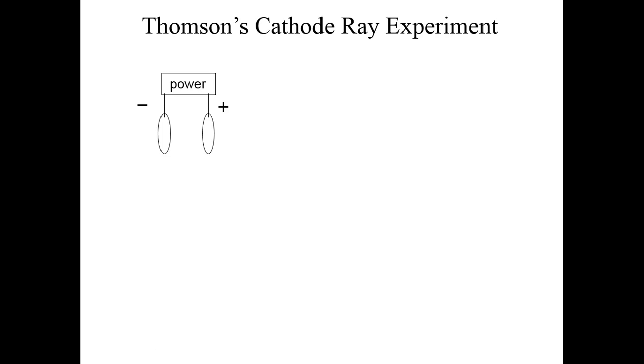In Thomson's experiment, he connected two metal plates to a power supply and charged one negative and one positive. He was then able to observe what were called cathode rays jumping from the negative to the positive plate. How did he know this?